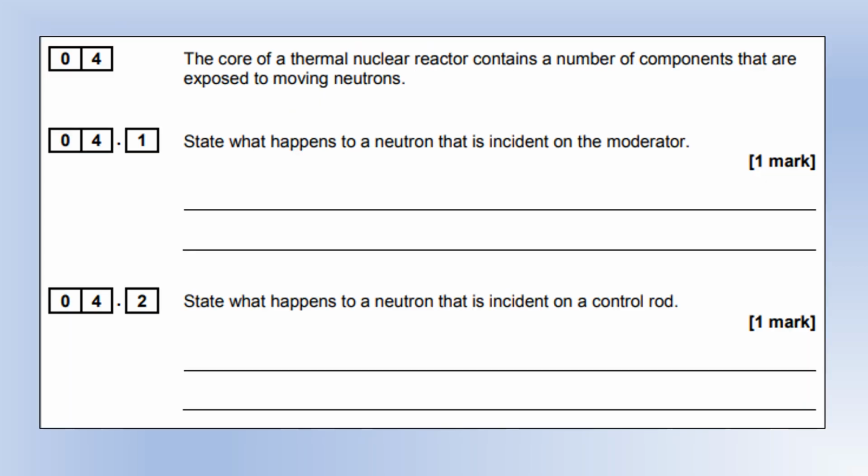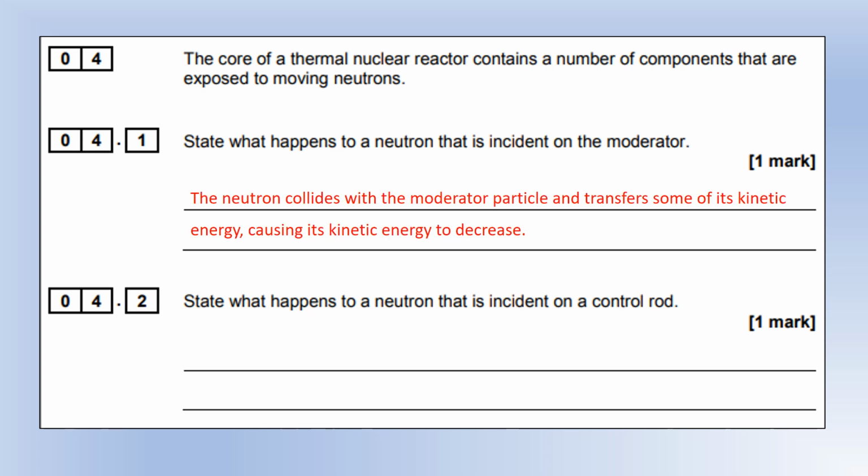Okay, so moving on to something different, we're now looking at a nuclear reactor. And we've got a number of components exposed to moving neutrons. So first of all, state what happens to a neutron that is incident on the moderator. So the moderator is there to slow our neutrons down. So the neutron collides with the moderator particle, usually water, or the hydrogen specifically inside water, and it transfers some of its kinetic energy, causing the kinetic energy of the neutron to decrease.